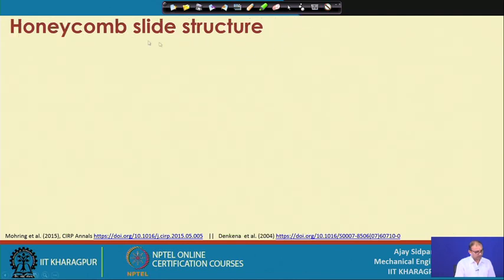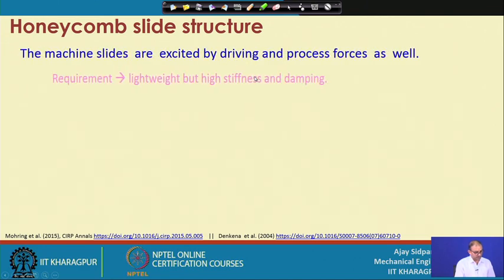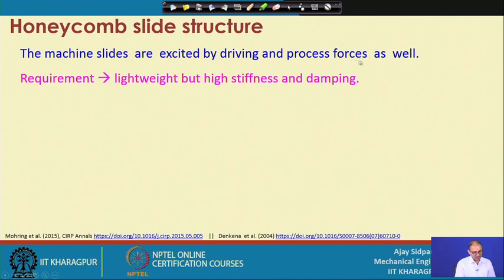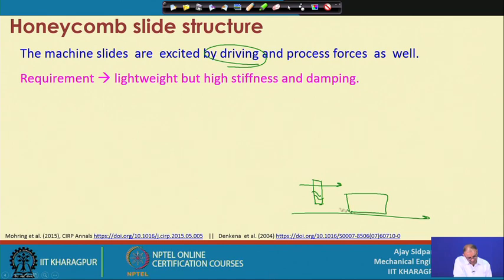Right. So, there is another category which is called honeycomb slide structure. What is this thing? The machine slides are excited by driving or the process force as well. So, there are two types of forces. One is the driving force, that means when you are moving the axis in this direction, that means you are traveling your tool. So, this tool is traveling and then your workpiece is located here. So, when you are traveling, at that time what happens, you have to spend some energy to move this thing, either tool or the workpiece in this direction. So, at that time it will create some forces, and the process force, that means when you do actual cutting, at that time you will encounter forces, that is called process force.